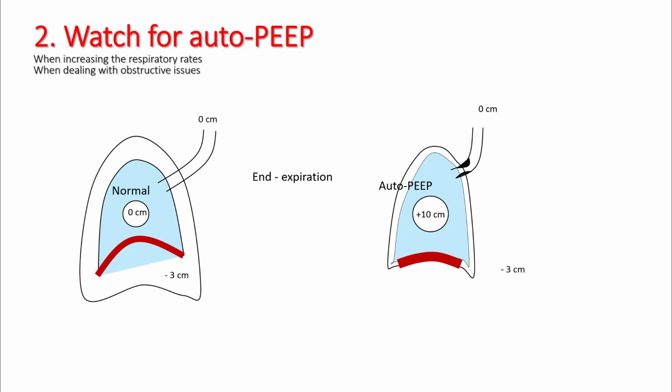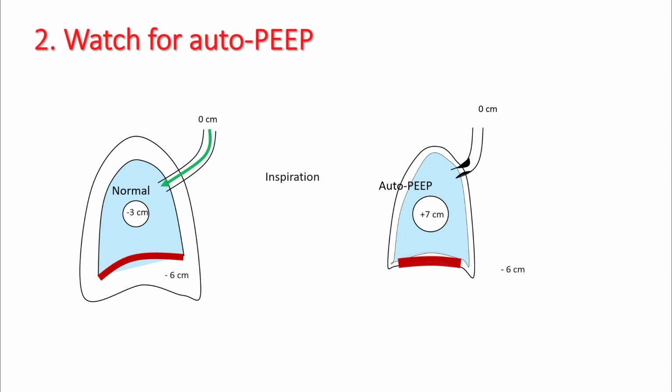So how does auto-PEEP cause increased work of breathing? So we have got two lungs. We have got a normal lung on the left and auto-PEEP on the right. Your atmospheric pressure relatively is 0. So at end expiration, the pressure in the alveoli is the same as atmospheric pressure, so there is no airflow. Your intrapleural pressure is -3. If you have auto-PEEP, your pressure inside the alveoli is more positive, say for example +10 in this case.